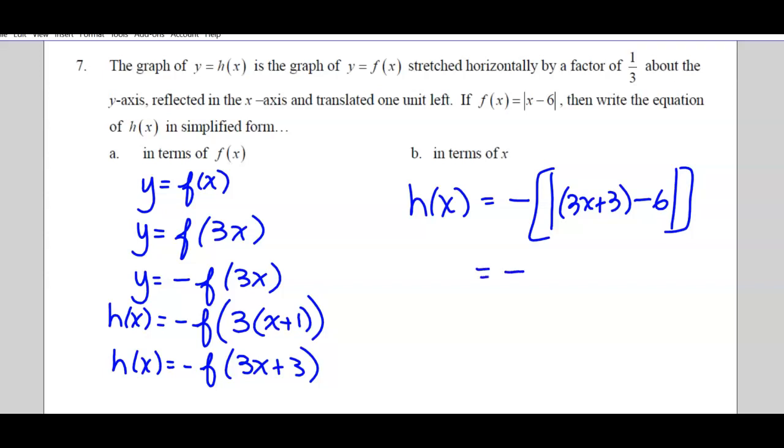Now, we want to simplify that, right? So we don't need the big brackets because there's absolute value signs. And that'll be 3x minus 3.